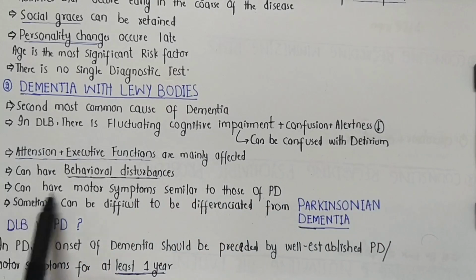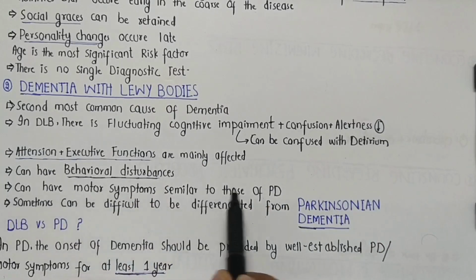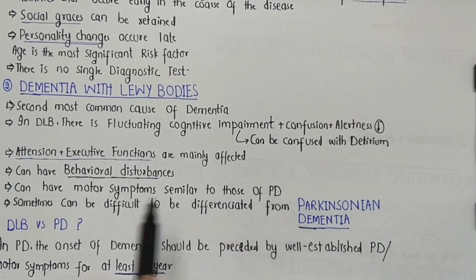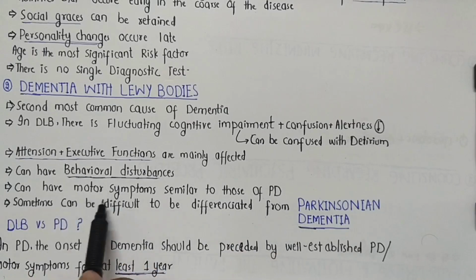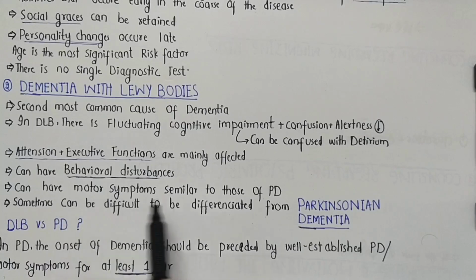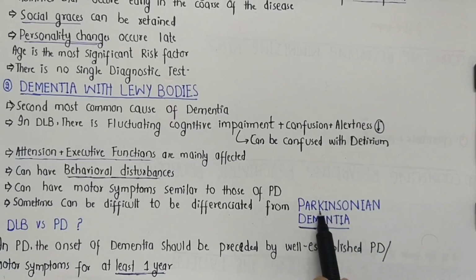So the patients can have motor symptoms similar to those of Parkinson's disease. And when they have motor symptoms, it becomes very challenging for the doctors to differentiate it from Parkinsonian dementia. You know, dementia also occurs in Parkinson's disease, which is called Parkinsonian dementia. So how will you differentiate dementia with Lewy bodies from Parkinsonian dementia?